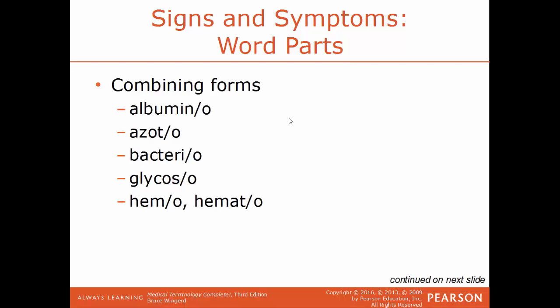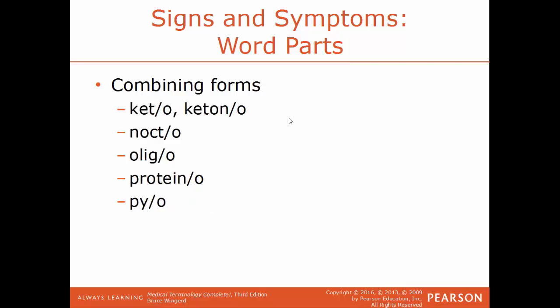All right, some common combining forms you'll see with this system. Albumino is a reference to a protein. Azoto is a reference to urea or nitrogen. Bacterio is a reference to bacteria. Glycoso is a reference to sugar. And hemo or hemato are both a reference to blood. Keto or ketono, that is a reference to ketones or acetones, which is a special type of chemical compound.